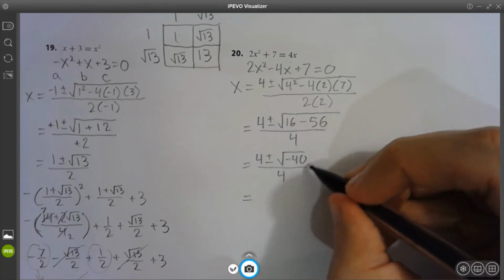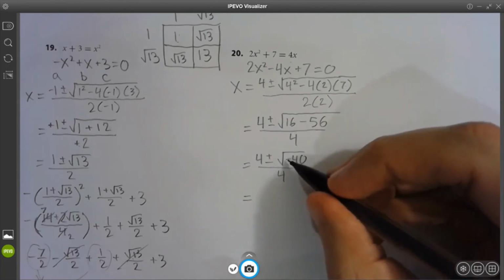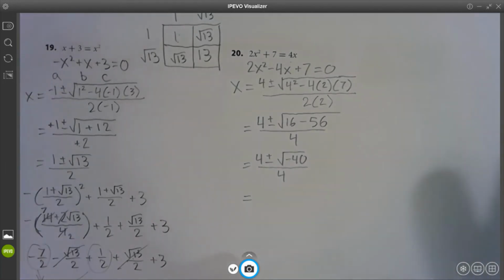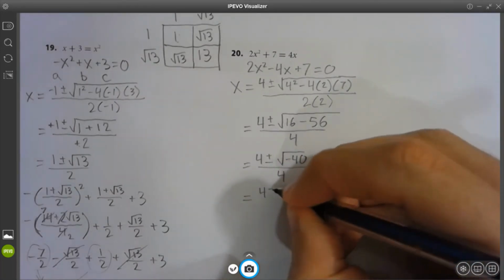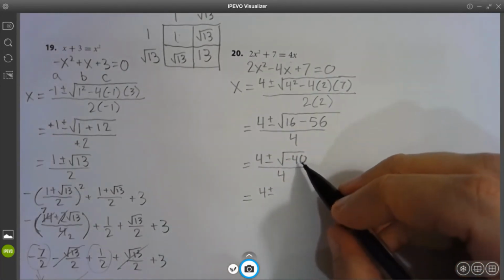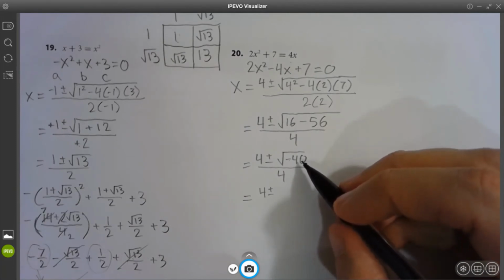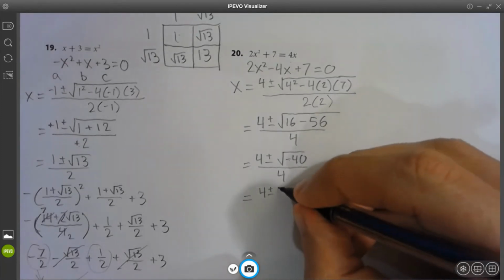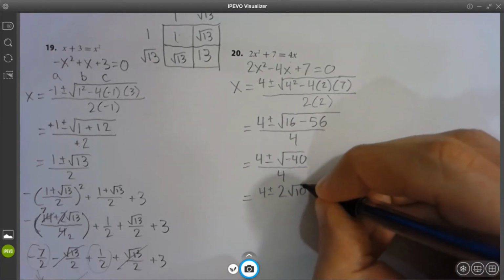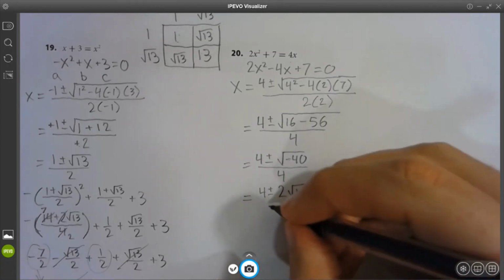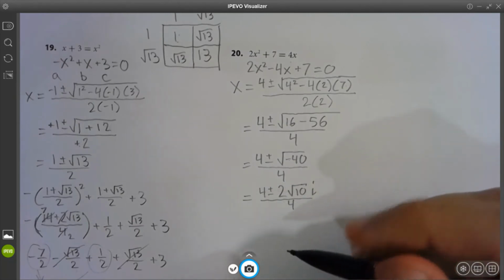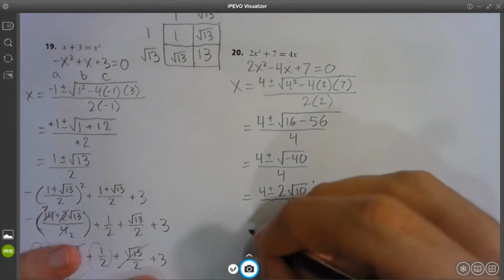The negative we can take out and call it i. It's negative in the square root, i outside the square root, because again the whole square root of a negative is an imaginary number. So we have 4 plus or minus square root of 40. That's 4 times 10. I think that's the best we can do, isn't it? Yep. So 4 times 10, and the square root of 4 is 2. So this is 2 root 10 i all over 4. Now we can simplify these a little bit. Not a ton, but you know, every bit helps.